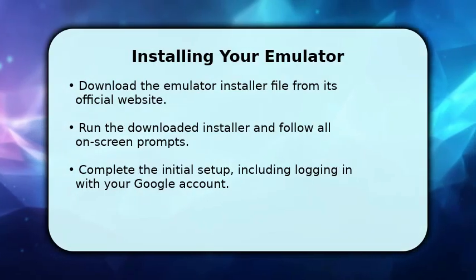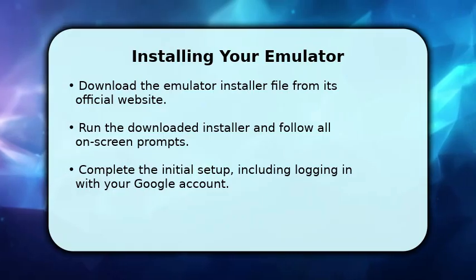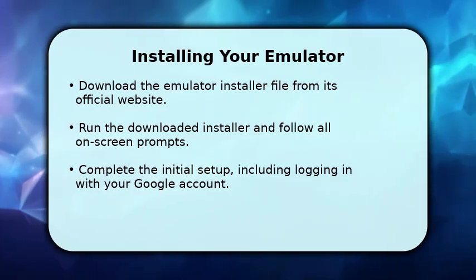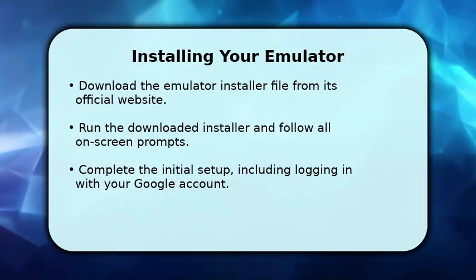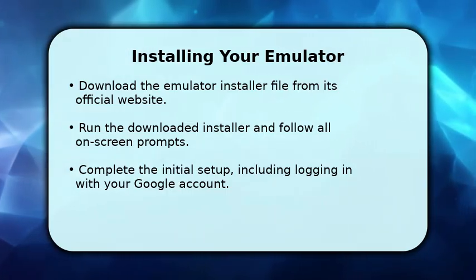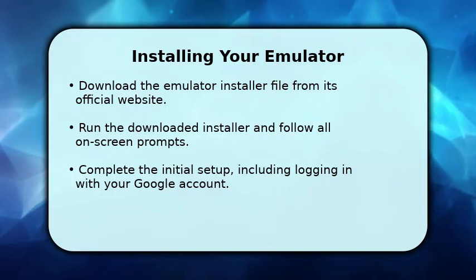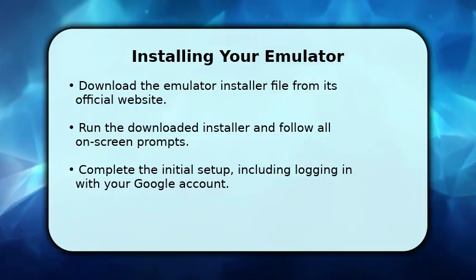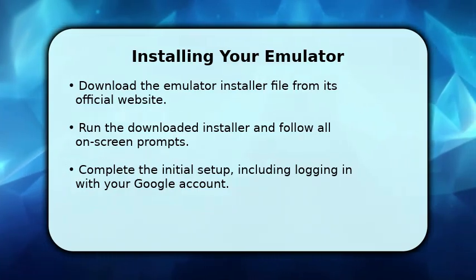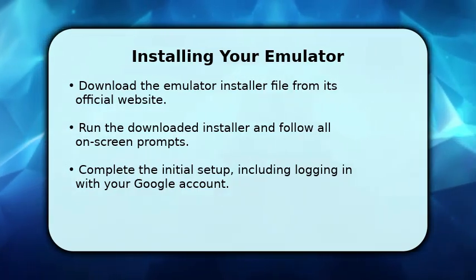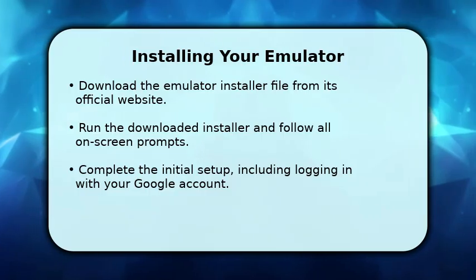Once you have chosen an emulator, navigate to its official website and download the installer file. After the download is complete, run the installer. It will guide you through a few simple steps to set up the software on your computer. During this process, you will need to log in with your Google account, which is essential for accessing the Google Play Store later. This step is straightforward and takes only a few minutes.